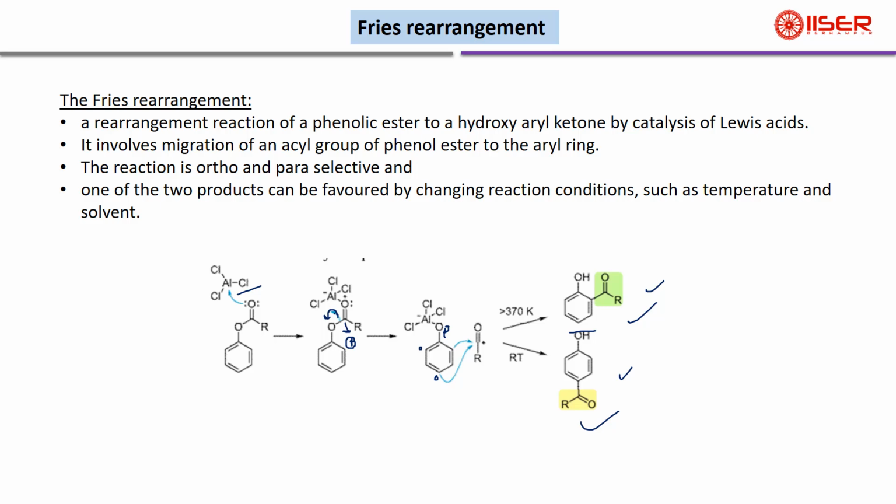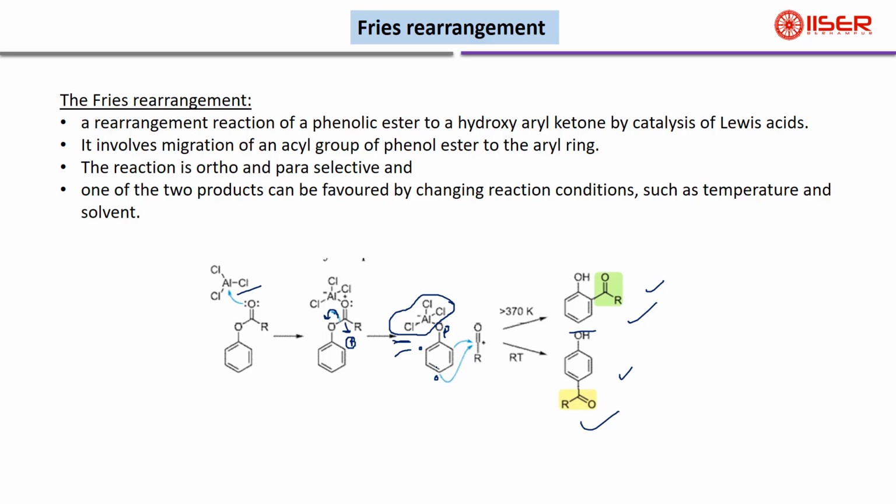Why is this para attack more favorable? Because this O minus is already coordinated with this Lewis acid. This is large aluminium with the 3 chlorine atoms. Because of that, this ortho attack is less favorable because of high steric hindrance. That's why at room temperature it always gives a para product.